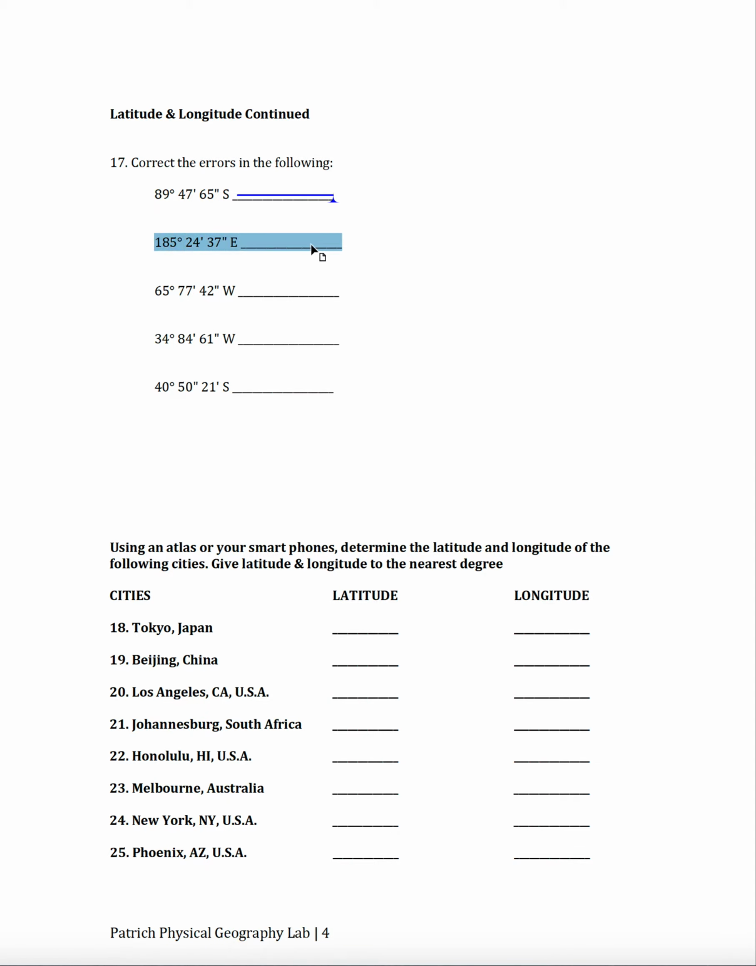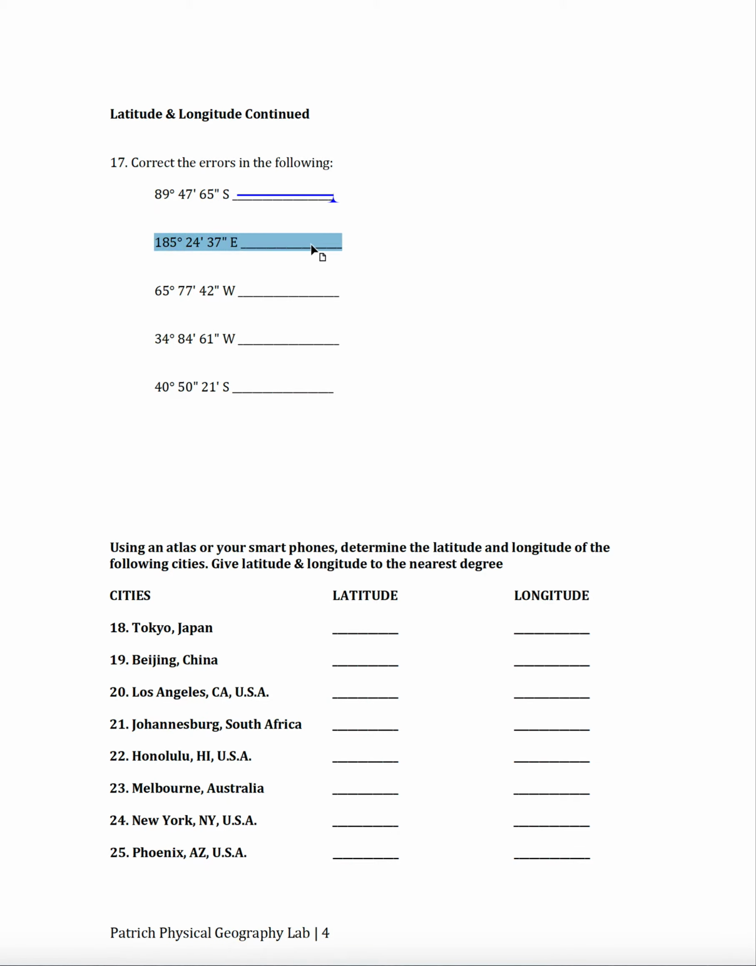The last part of page 4 is asking you to use an atlas, which most of you probably just don't have hanging around your house. So in that case, use your smartphones or devices and Google the latitude and longitude of these locations. It also asks you to do it to the nearest degree, so you can round up. So now we're going to continue to build, and we're introduced to our first map with actual places.